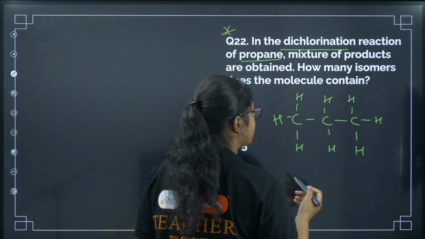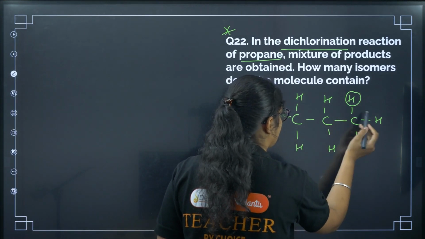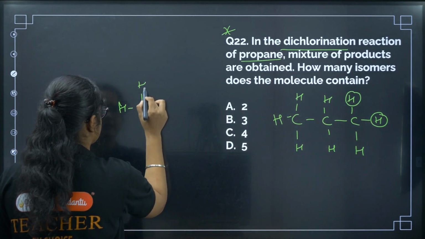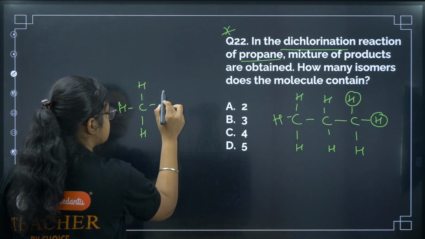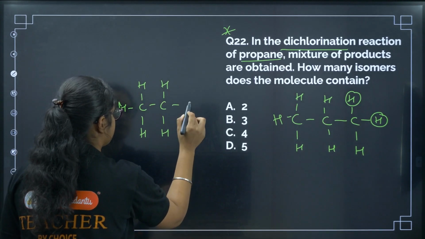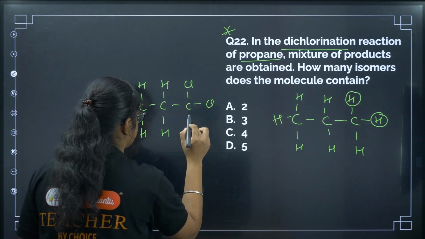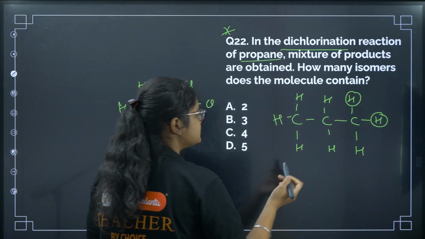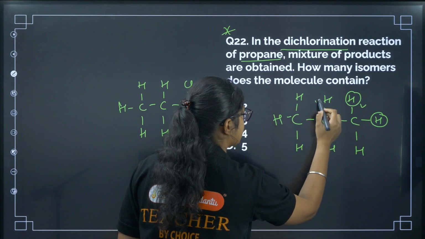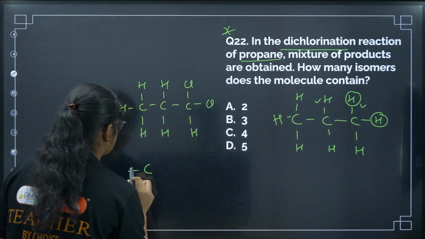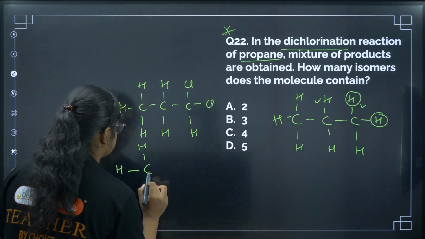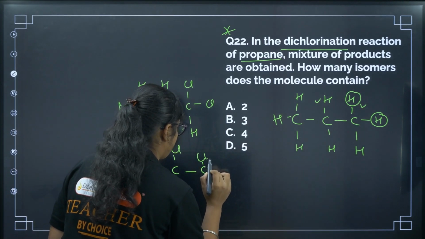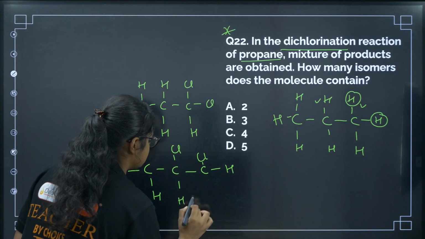First of all, we can get one chlorine replaced here and another chlorine replaced here. So the product we will get here is CH3, then CH2, and we have CCl2. Okay, this is one product formed. Next one, what you can get is one chlorine replaced here and another chlorine replaced here. Here one chlorine and here one chlorine, and the others are H.